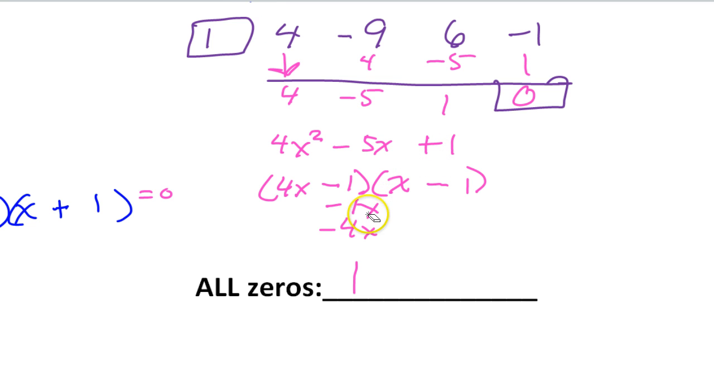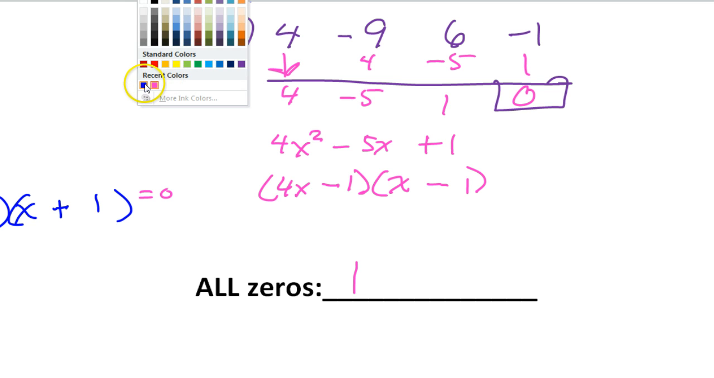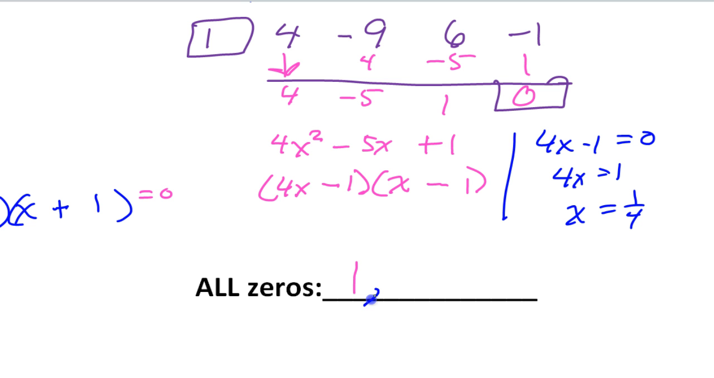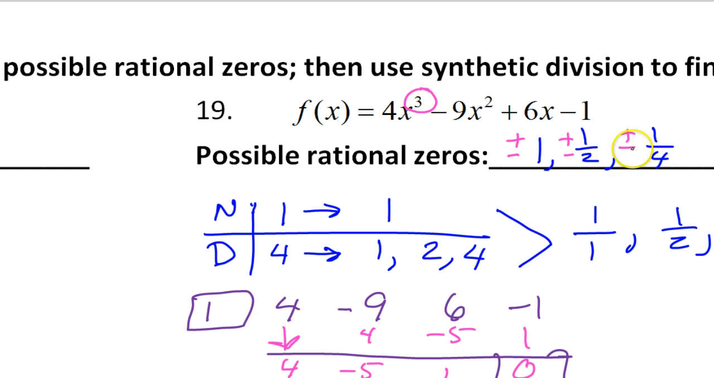Now how can I use these factors to get my remaining zeros? Tell me what you're doing. Setting equal to 0. Yeah, you're setting these factors equal to 0, right? So you're going 4x minus 1 equals 0. Then that would be 4x equals 1. X equals 1/4. So that's a 0. Notice, looking back at the possible zeros, was that one of them? Yes. Yeah, it's right there on the list, as it should be.